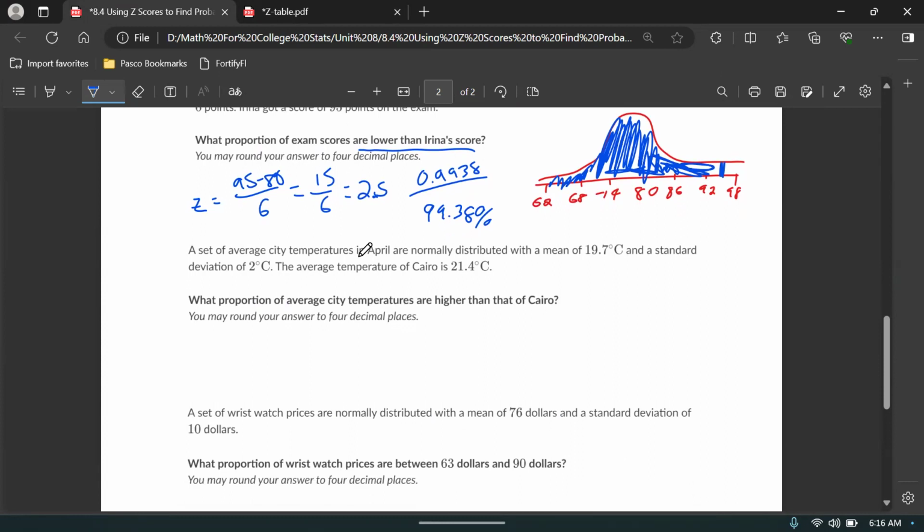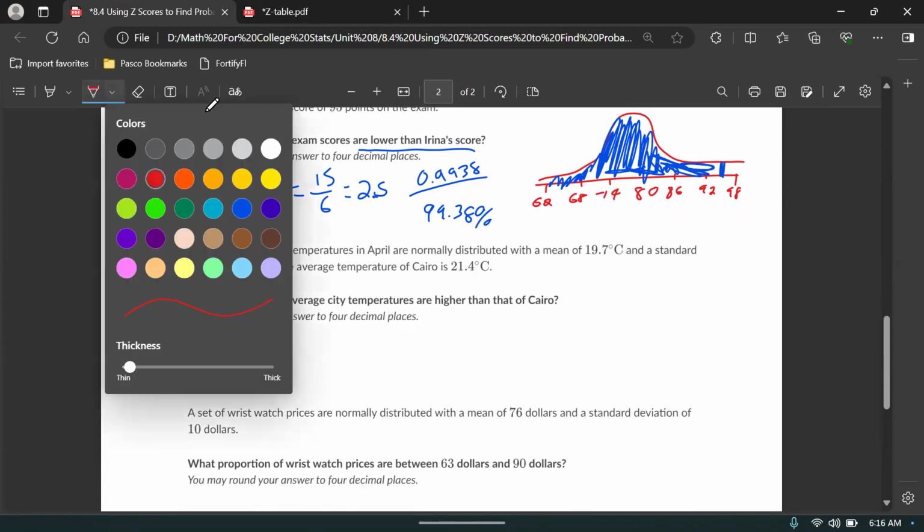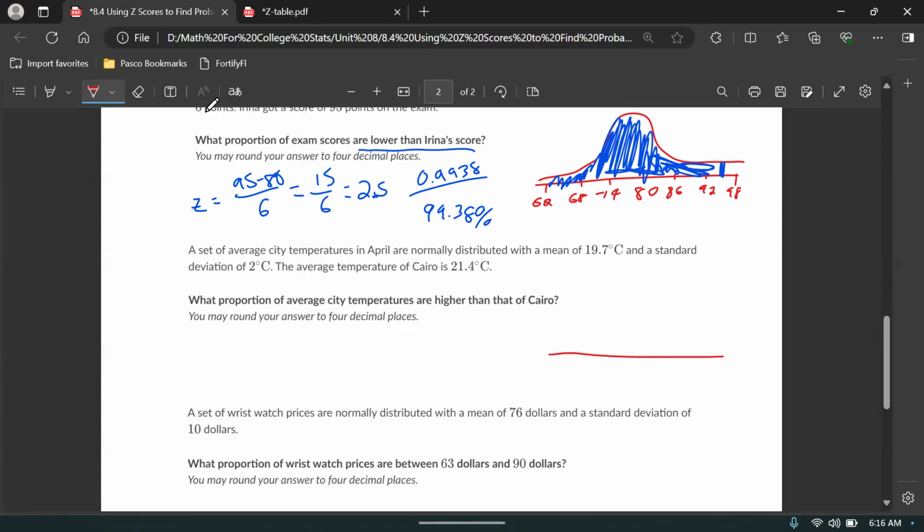All right, and then we'll do one more here. So we have temperatures. Mean is 19.7. Standard deviation is 2. Oh no, wait. Okay, yeah. So this is my mean, this is my standard deviation, and then we're looking at Cairo. So 19.7, 21.7, 23.7, and all the way down here, 25.7. 1, 2, 3. 17.7, 15.7, and 13.7.